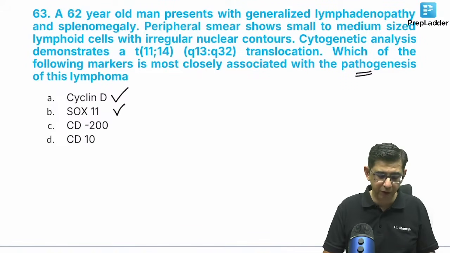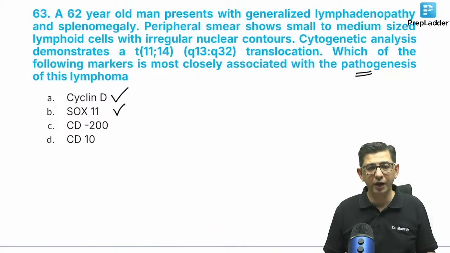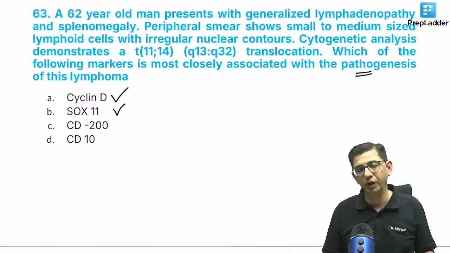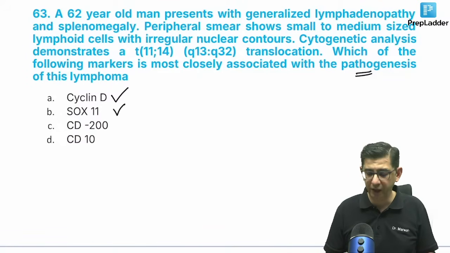Otherwise, I'm putting a small arrow to say where you have to select at least two. And then CD200 would be for chronic lymphocytic leukemia for the differentiation part. But then mantle cell lymphoma, there is a table that I've discussed in medicine also.